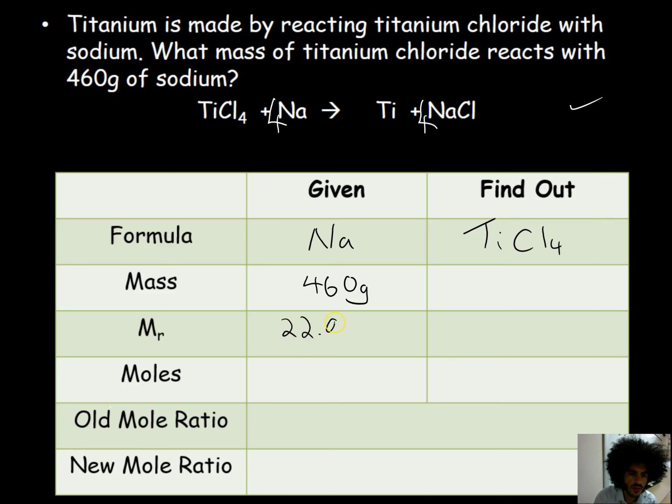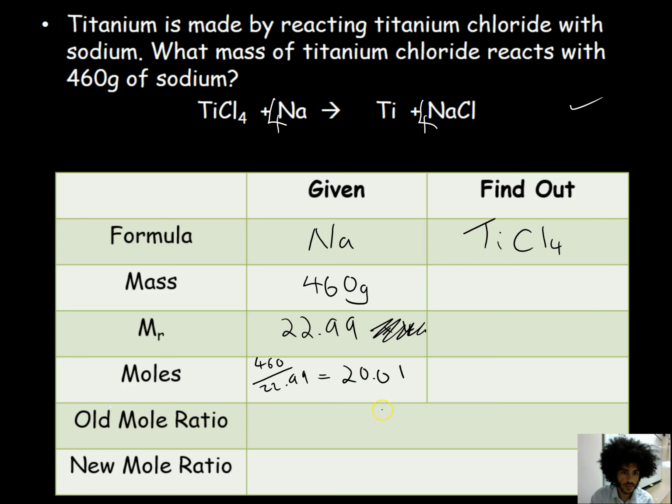Now if you remember earlier, I said don't include the coefficients in that Mr calculation. I've got 4Na up there, but we're going to take into account coefficients later on when we do mole ratios. We don't need to take them into account here, so don't get tempted to do that. Doing a times by 4 is wrong. So I need to work out the moles, which is mass over Mr. So it's 460 divided by 22.99, and that gives me 20.01.